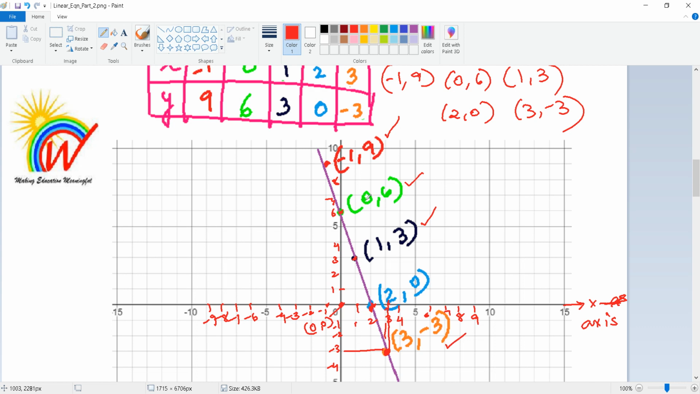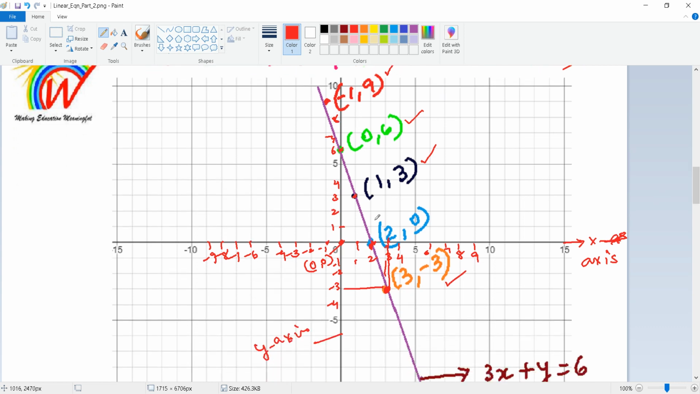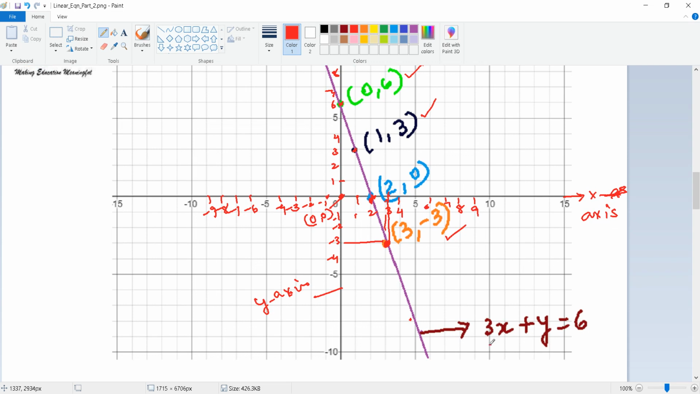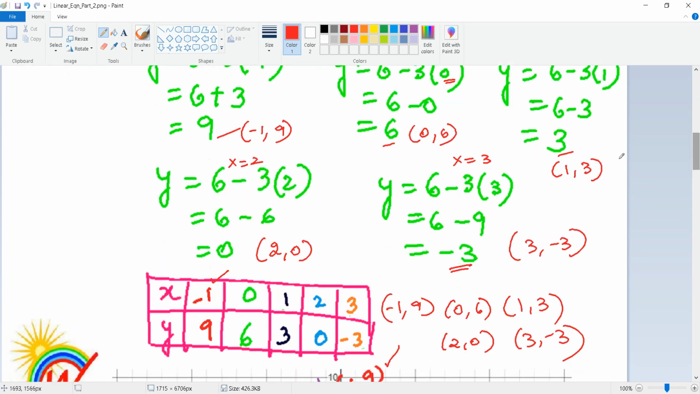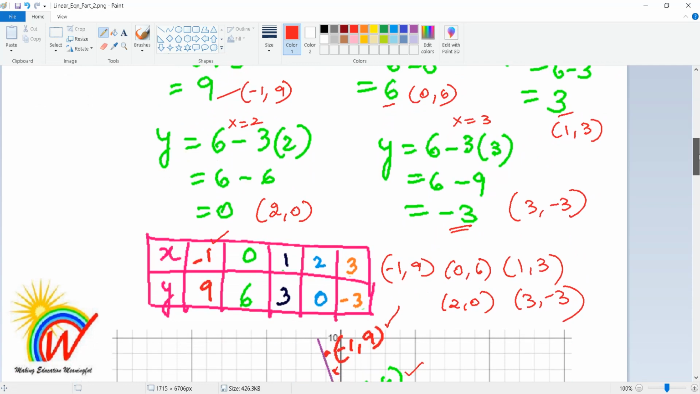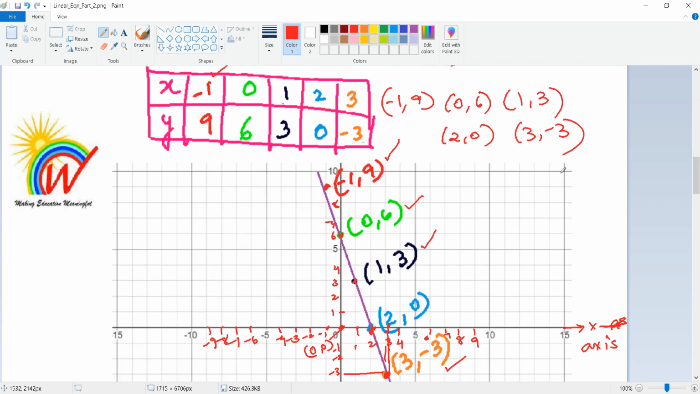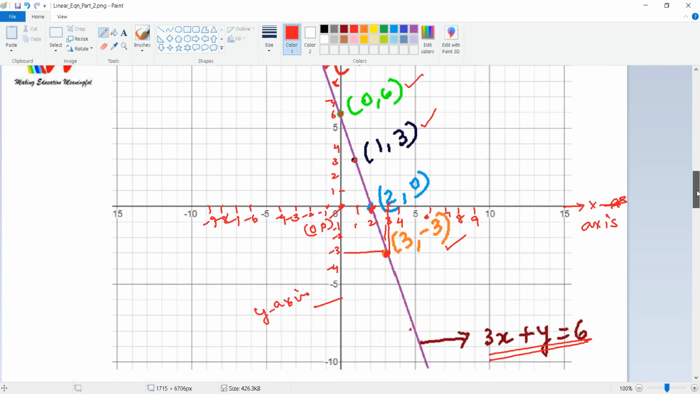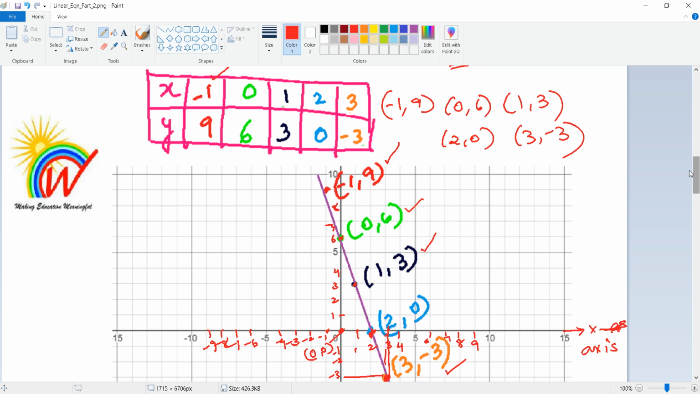Alright, so now you join the points, all the 5 points, and they lie on a line. This line's name has to be written, and the name of this line is the equation given to you, 3x plus y equals 6. Okay, so that's it. This is how you have to draw the graph of a linear equation. This is a very important concept, so learn it well, and practice more graphing at home.